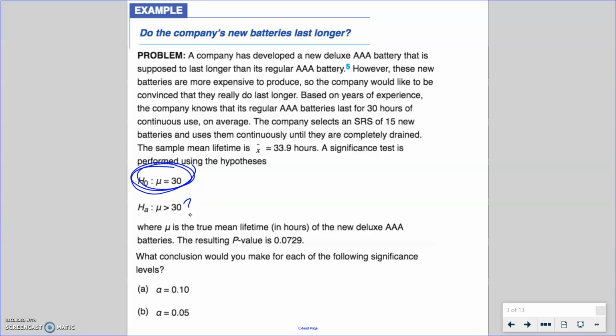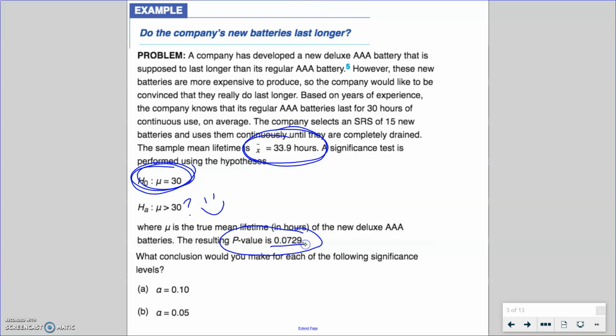So basically, we then take some data and we get a sample mean of 33.9, which seems to prove our alternative. But how do we know if it proves it or if it's just, oh, just by chance we could have got some really good batteries that day? So we end up getting a p-value, and you don't know how to calculate the p-value yet. That's coming. We have to really focus on what these things mean first. So they just give you the p-value.